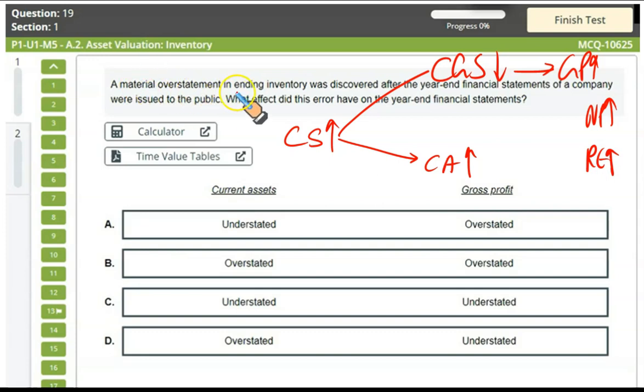So a material overstatement in the ending inventory was discovered after the financial statements of the company were issued to the public. What effect did this error have on the year-end financial statements? Your closing stock would be overstated, which means either B or D, whereas your gross profit would also be overstated. That means either this or this. So the only combination that is in perfect harmony is B.